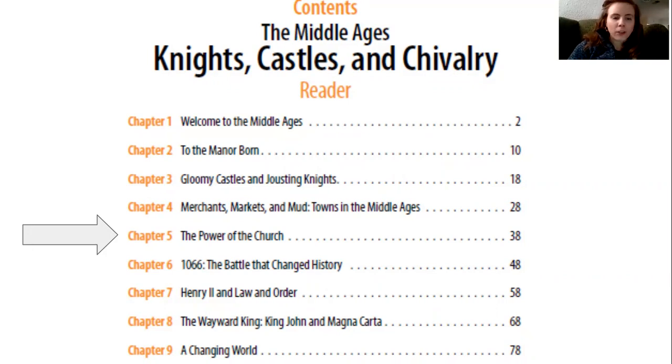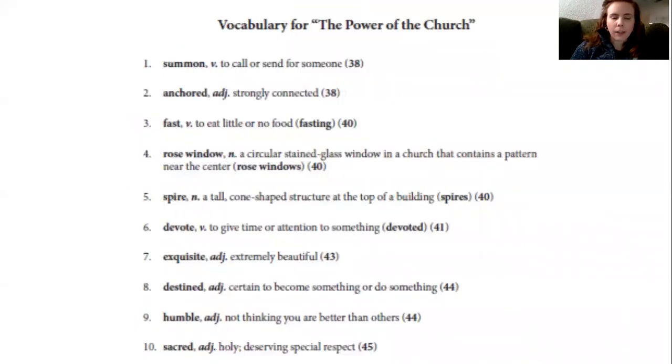Today we'll be going over Chapter 5, The Power of the Church. So I remember when we were looking at the different class levels during medieval times, the church was one group of people who had more power than some of the serfs and other people who worked for a living. Here is our new vocabulary list.